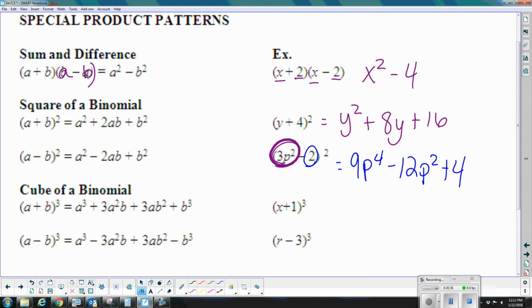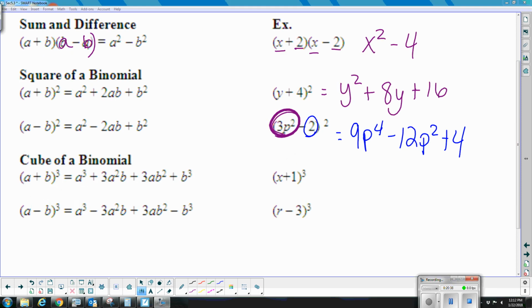Right, and then these next two rules are new rules. These are cubes of a binomial. So a plus b cubed. With the square of a binomial, you're dealing with 2. But in a cubic binomial, you're dealing with 3. A cube has 3 congruent sides. So a plus b cubed is a cubed plus 3a squared b plus 3ab squared plus b cubed.